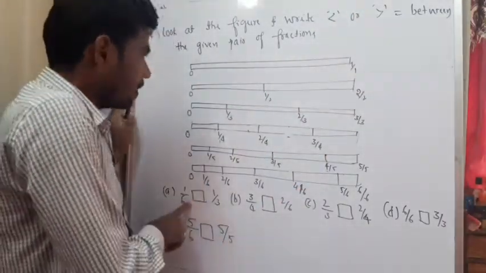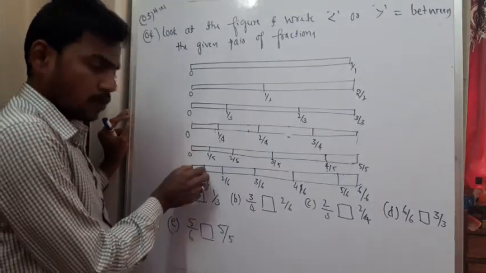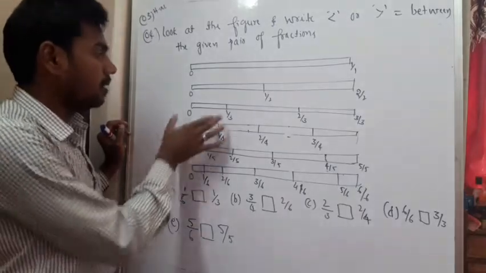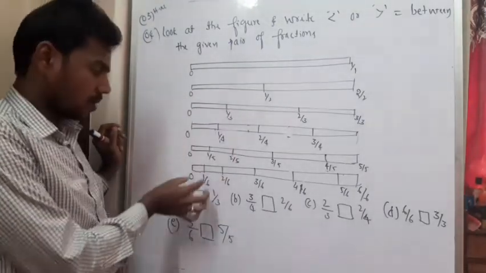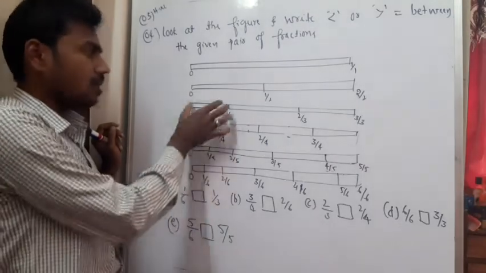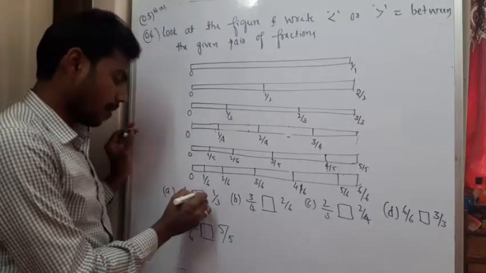See, 1 by 6, where is 1 by 6? 1 by 6 is here. So this is 1 by 6. Where is 1 by 3? This much is 1 by 3. So 1 by 6 is lesser than 1 by 3. Yes or no? This part is greater or this part is greater? Obviously this part is greater. That is the reason 1 by 6 is less than 1 by 3.